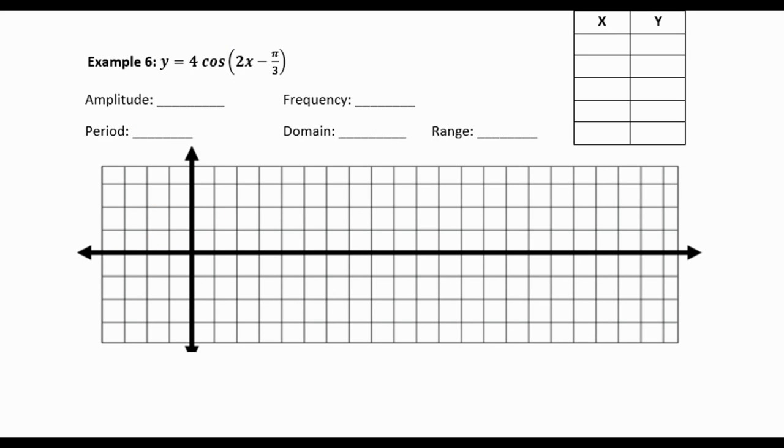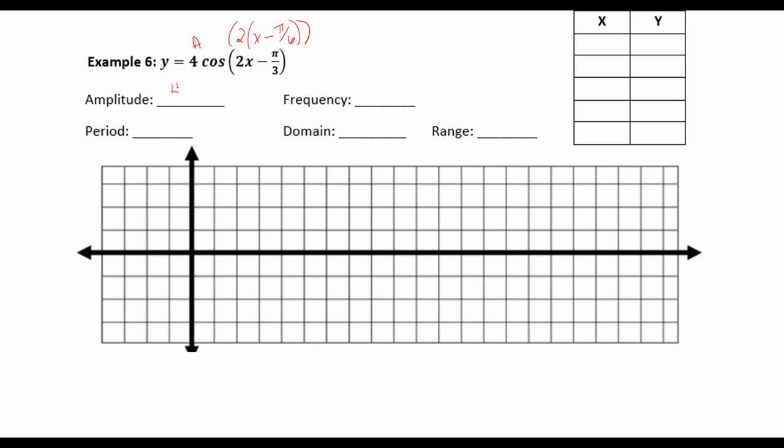We have 4 times the cosine of 2 times x minus pi/3. With this example, it's going to get a little tricky, but don't worry, I'm here to help. We can start off by identifying what A, B, and C are. Now because we have a B value that isn't one, we need to factor this out. So what we're going to do is rewrite this parentheses, factor out 2. So now I have x minus, and then 2 times what gives me pi/3 would be pi/6.